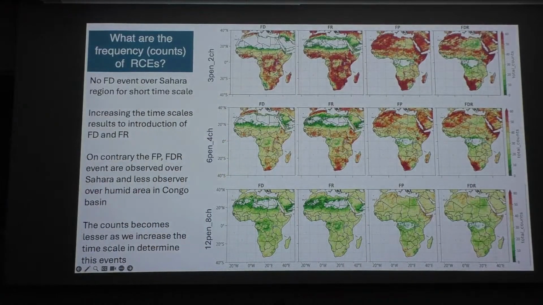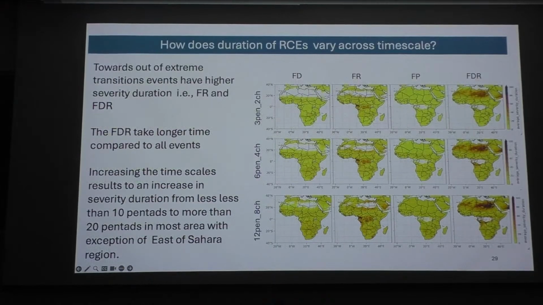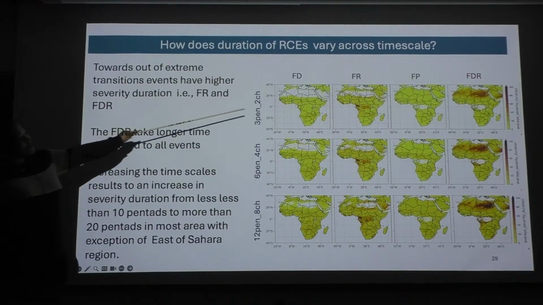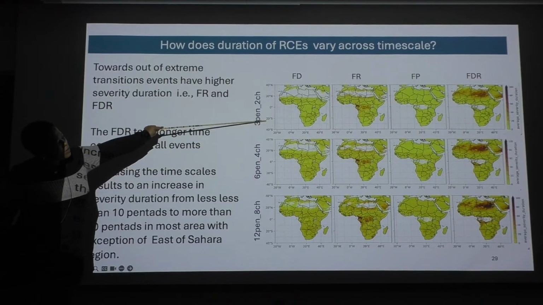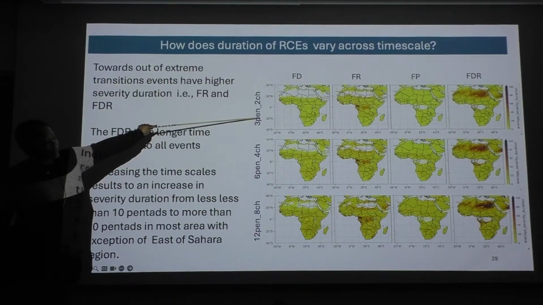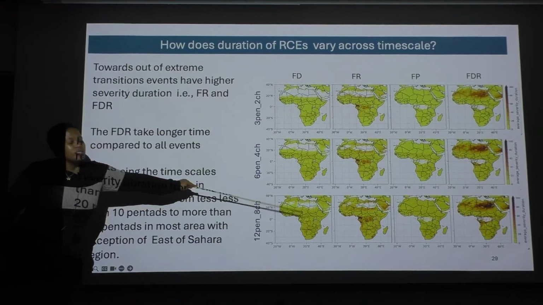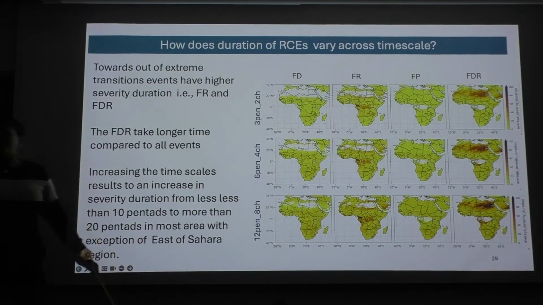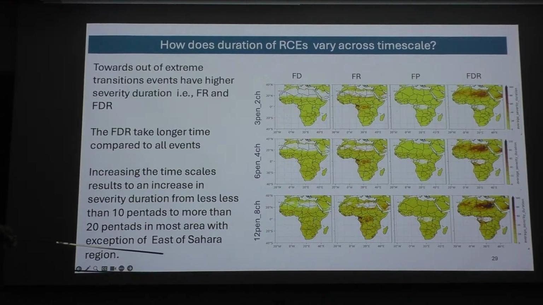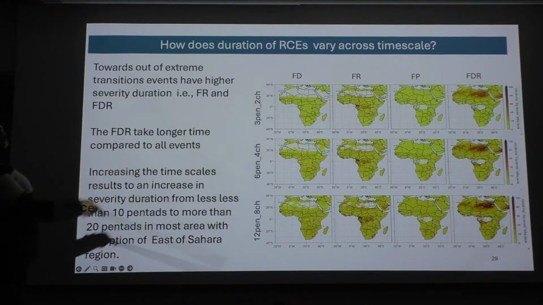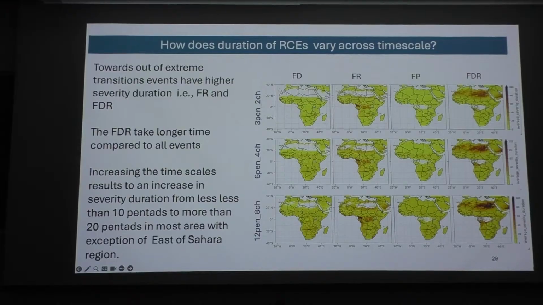Going to the next product, which is duration. As we go further, the duration was almost 10 pentad, but we see high intensity in the colors, which shows that our durations are increasing. Most of the long durations are shown in the flash drying, where there is a lot of activity in the Saharan region.